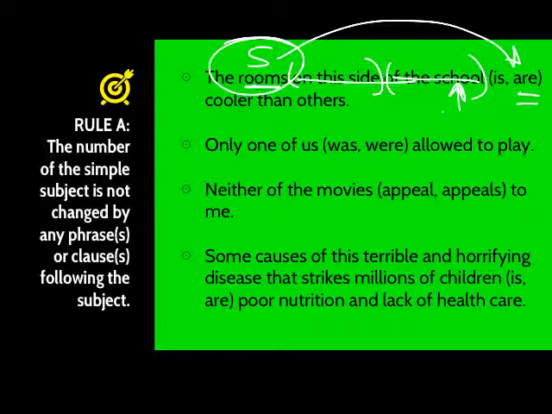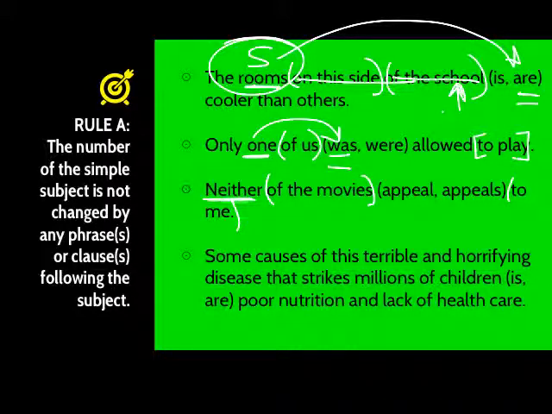The second example, only one of us blank allowed to play, is the same thing. We have an infinitive here at the end. We have a prepositional phrase, of us. Our subject is one, and one is singular, and so we have only one was allowed to play. Singular verb, singular subject. Same with the third sentence, neither of the movies blank to me. Of the movies is a prepositional phrase. To me is a prepositional phrase.